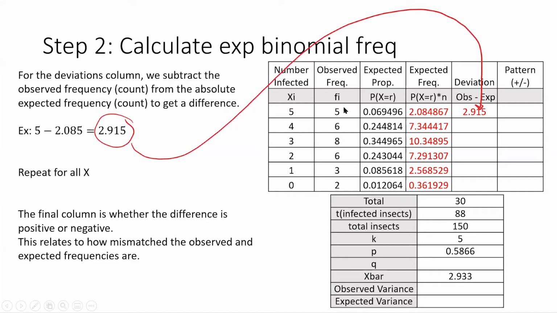So in this example, we actually had 5 samples where 5 insects were infected. We do 5 minus this, so the observed frequency minus the expected frequency, to get the difference between the two of them. We found that we had 2.915 more samples with 5 infected insects than we would have expected if this data fit a binomial distribution.